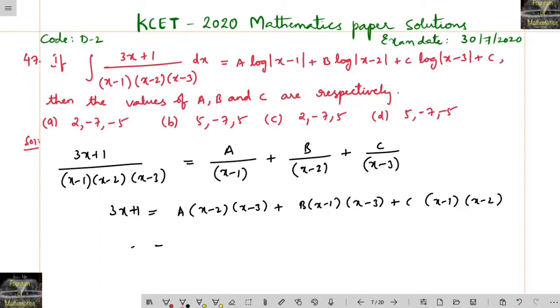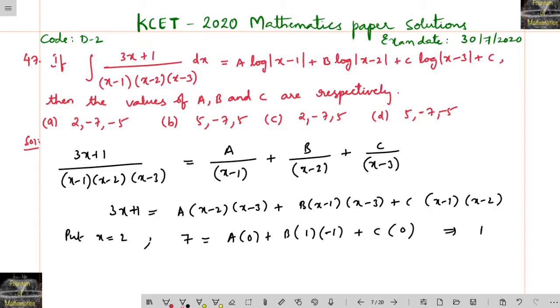To get the values of a, b, c, we put x equal to 2. In the first case, 3 times 2 is 6 plus 1, 7, is equal to a times 0, that is a into 0, plus b into 2 minus 1, 1, into minus 1, plus c times of here 2 is this, so it comes 0. So we will be getting b equal to minus 7.